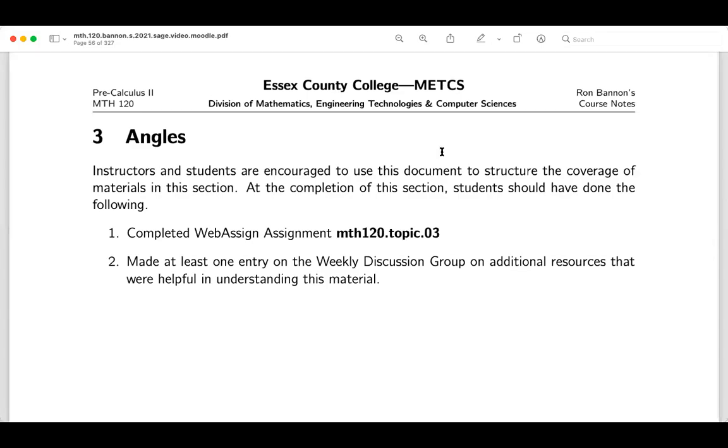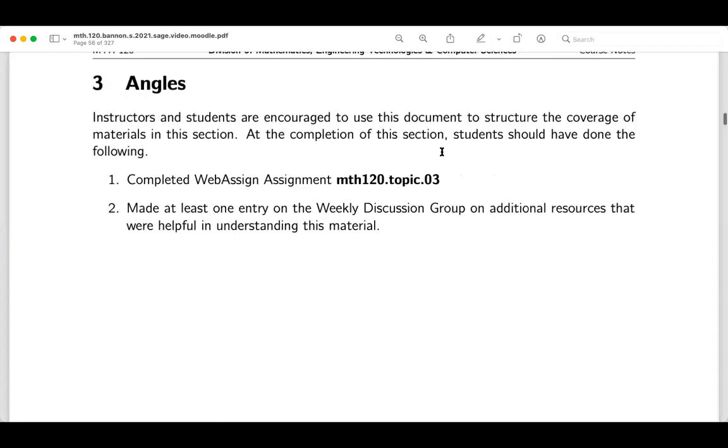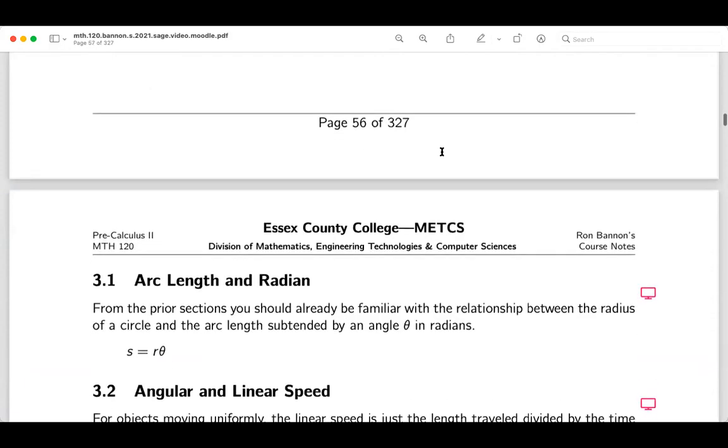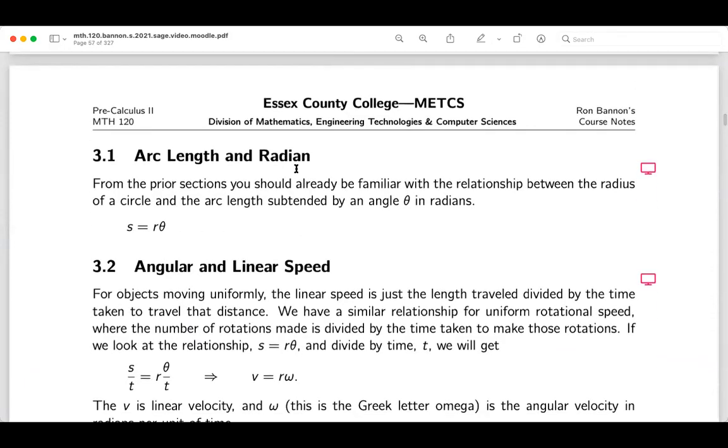Okay, we're in section 3 of the notes. Again, when you complete studying these notes and you complete the homework in these notes, you should do the web assign and also do something in the discussion group. So what did we cover? Section 3, arc length and radian measure.